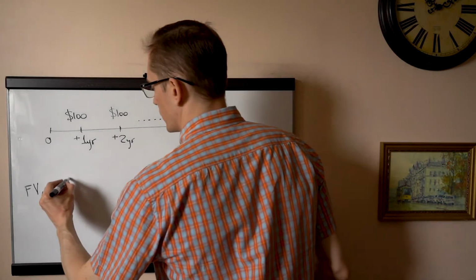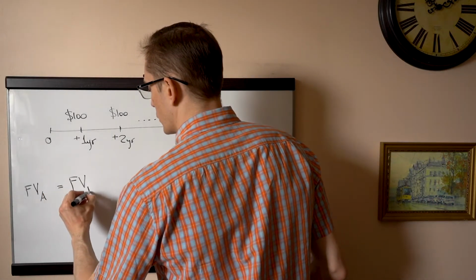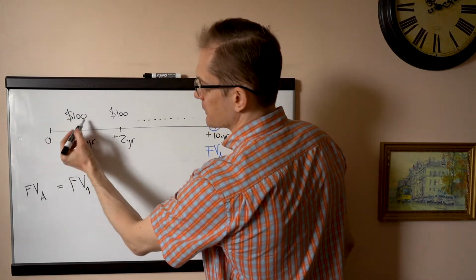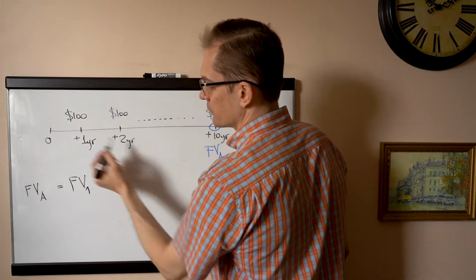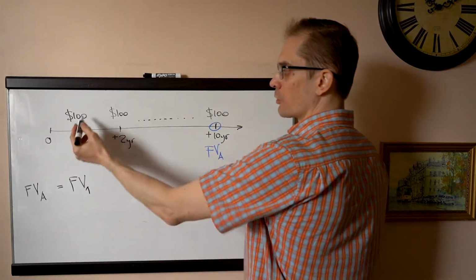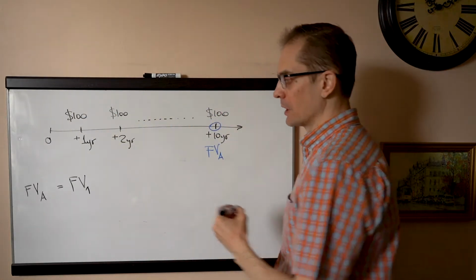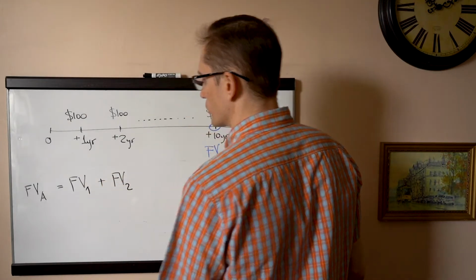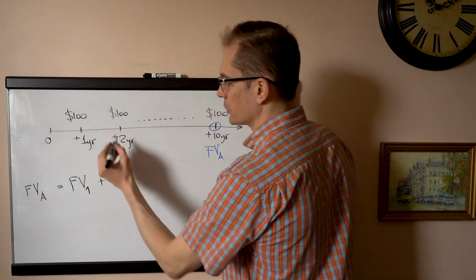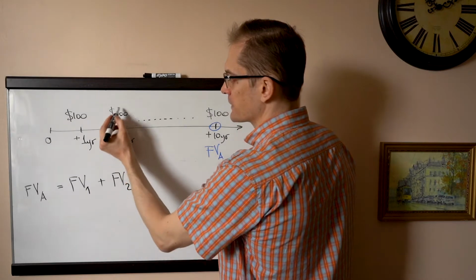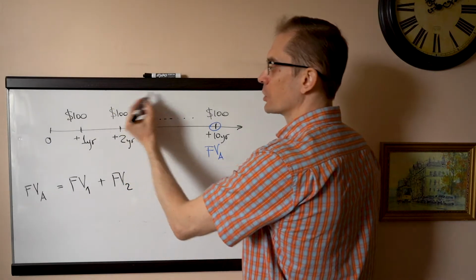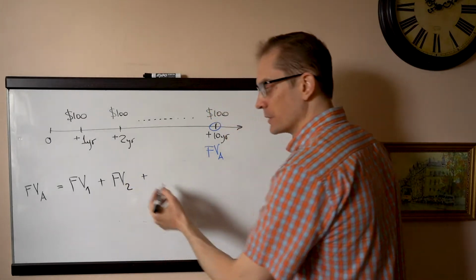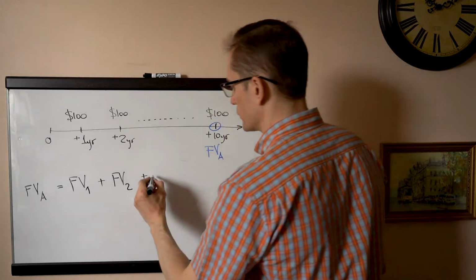So the first component will be future value 1, which is the future value of this first $100, your first payment, which will grow for 9 years, right? So then it will be plus future value 2. So what is this future value 2? Future value 2 is the future value of the second payment, which will grow for 8 years. Plus, of course, there will be future value 3 and so on, so on, so on.